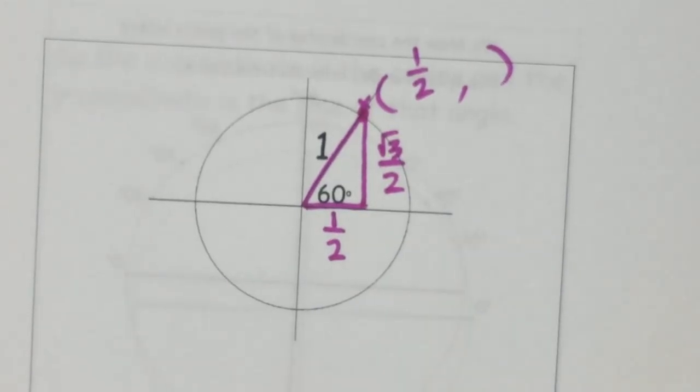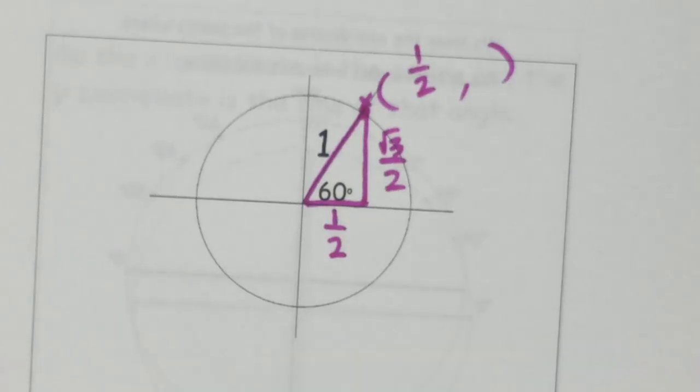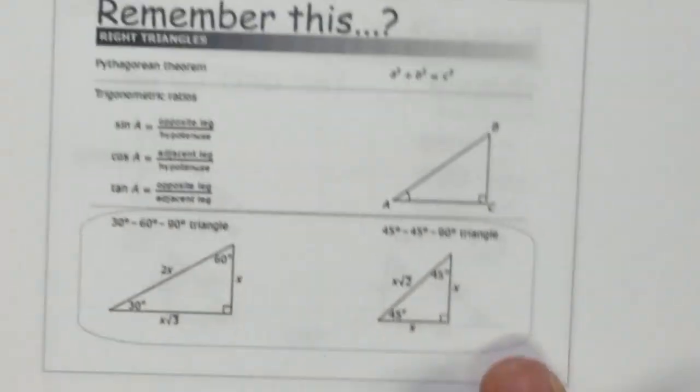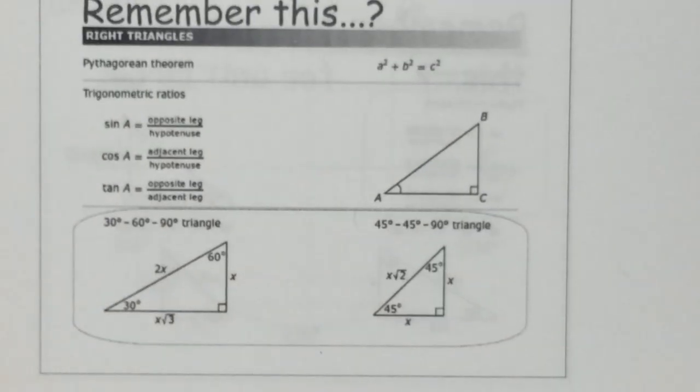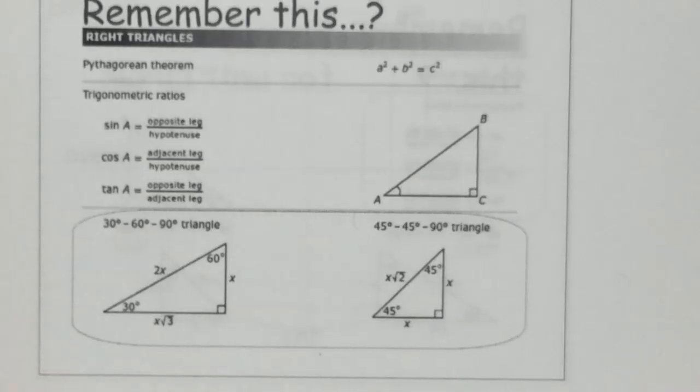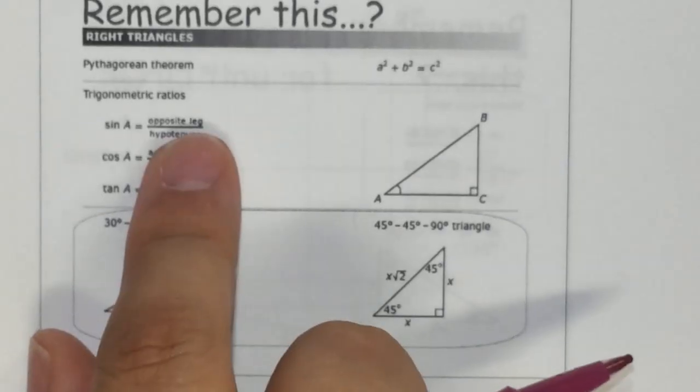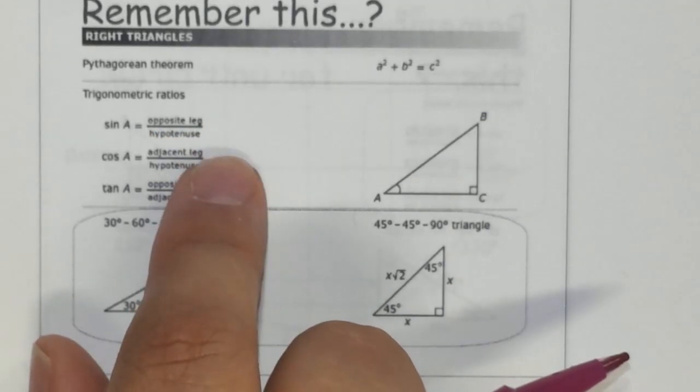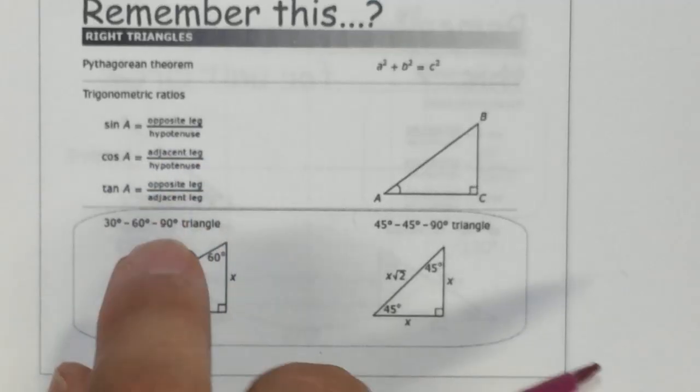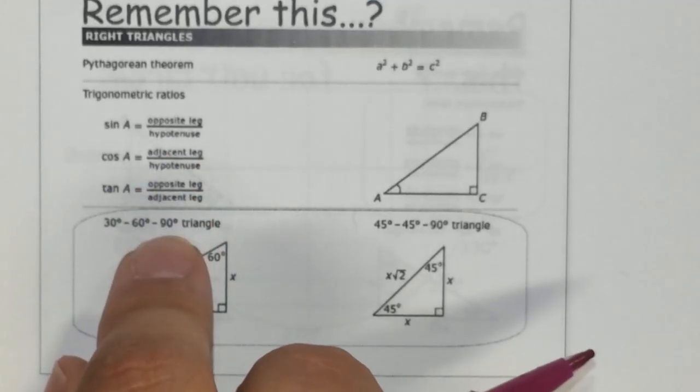Alright. Do you also agree that we learned SOHCAHTOA last week? We're literally bringing everything we've learned together today. Do you agree that sine is opposite over hypotenuse, cosine is adjacent over hypotenuse, and tangent is opposite over adjacent? Okay. So let's go back to this.